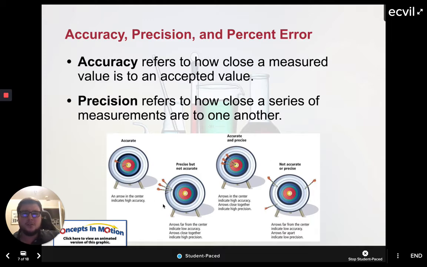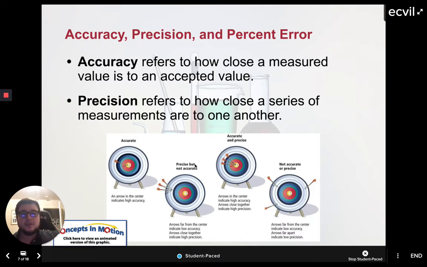So looking at these dartboards here, you can tell if I throw one dart and hit the bullseye, that's accurate. Notice it doesn't say anything about precision here because I've only thrown one dart. I have nothing else to compare it to. See, precision looks at multiple measurements, so if I only have one measurement, I can't say anything about precision. But I can say that this is accurate because I did hit the bullseye.